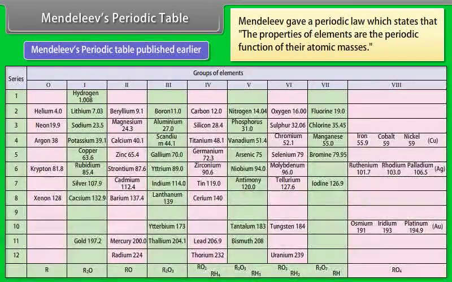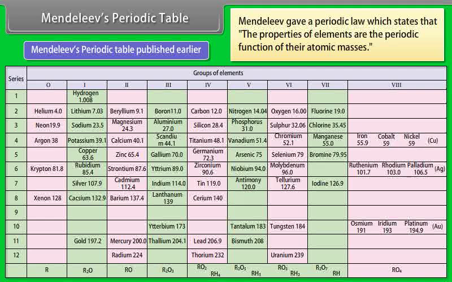Mendeleev's Periodic Table. Mendeleev gave a periodic law which states that the properties of elements are the periodic function of their atomic masses. Uses of Mendeleev's periodic table. Number 1. In the periodic table, elements are classified into groups with similar properties, thus facilitating the study of properties of elements. Number 2. Mendeleev left certain vacant places in his table, which provided a clue for the discovery of new elements. Some of the properties could be predicted with a fair accuracy.